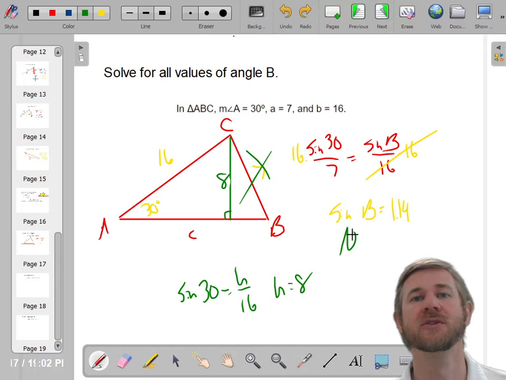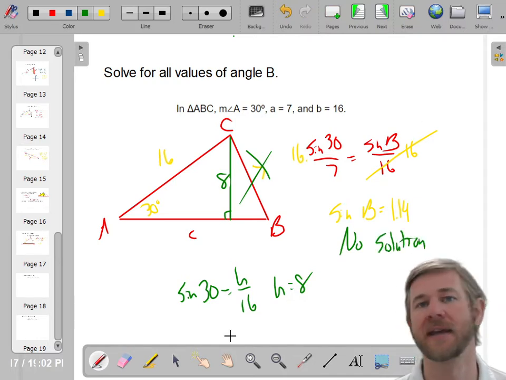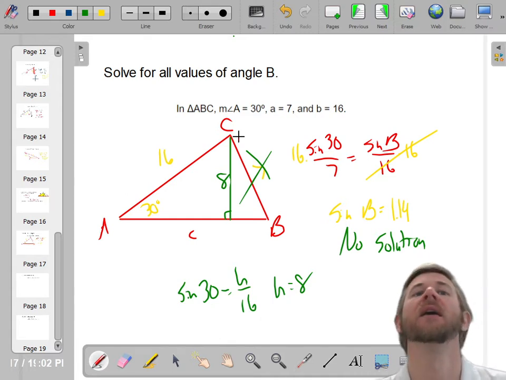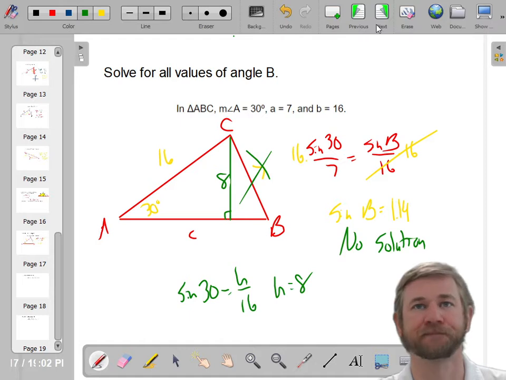So this is no solution. There is no triangle that fits this criteria. You can't find angle B because it doesn't exist. That's a no solution example where the leg that they give you is too short.